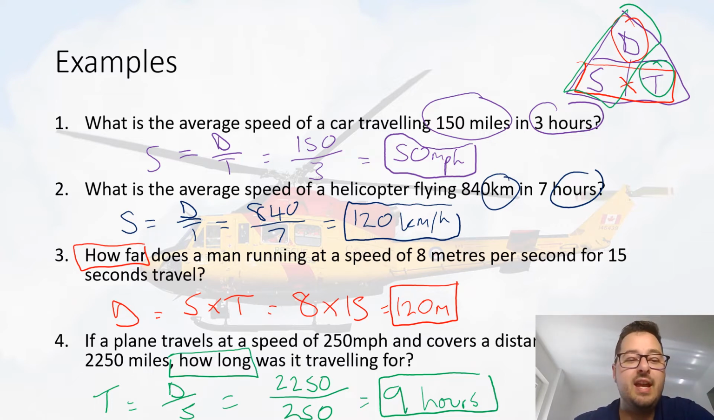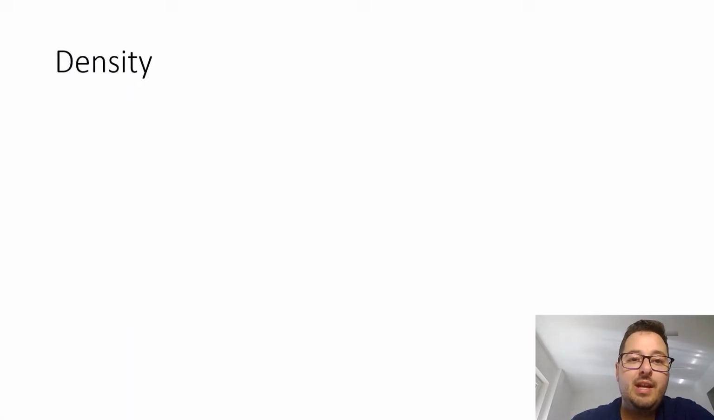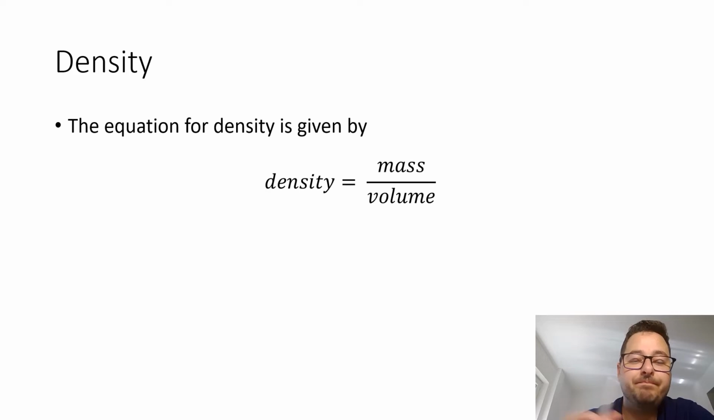All right then, so that is speed. Now let's have a look at density. It's all very similar. So the equation for density is given by density is mass over volume. And again, the units might give you a bit of a clue.